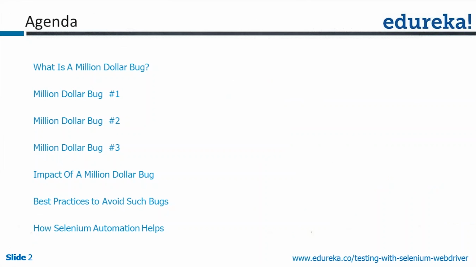We will cover what a $1 million bug is. I assume you already got the picture of what a $1 million bug is. We will see three different examples of $1 million bugs, and then we will see the impact of a $1 million bug on the reputation or revenue of a company. Then we will see the best practices to avoid such bugs, how Selenium comes into this picture, how Selenium automation helps us find this kind of bug, and how we can prepare ourselves for the future automation industry.